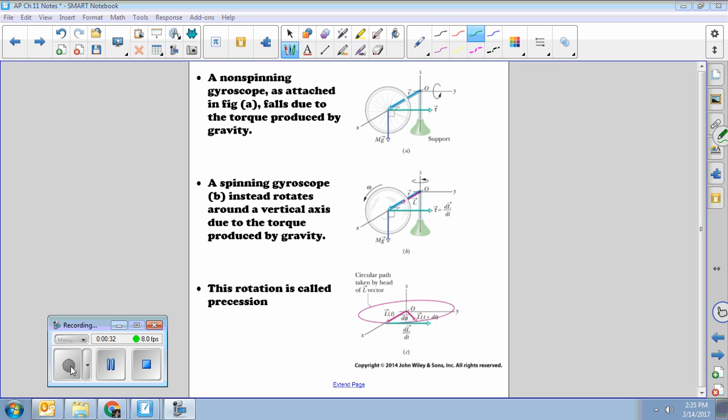So the only other thing we need to cover, this was one of those random equations that if this showed up on the AP test, I would be pretty surprised because it's a real specific question. So anyway, have I covered everything here? Let's see. A non-spinning gyroscope falls, it's the torque. Here's the spinning gyroscope, the torque causes it to change its angular momentum. It's called precession. Cool, we talked about all that.